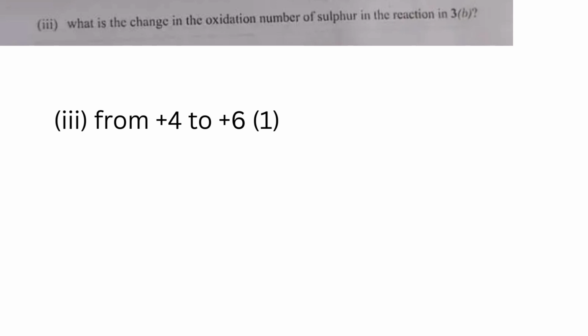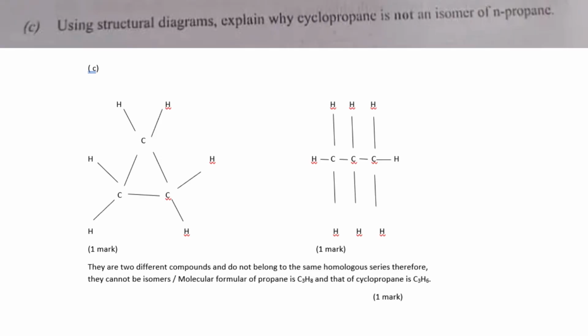Using structural diagrams, explain why cyclopropane is not an isomer of propane. So there's the difference between cyclopropane and n-propane. So the structure, they asked you for structural formula. So if you're able to write the structural formula, 1 mark each. So you must take note of those instructions, read instructions.